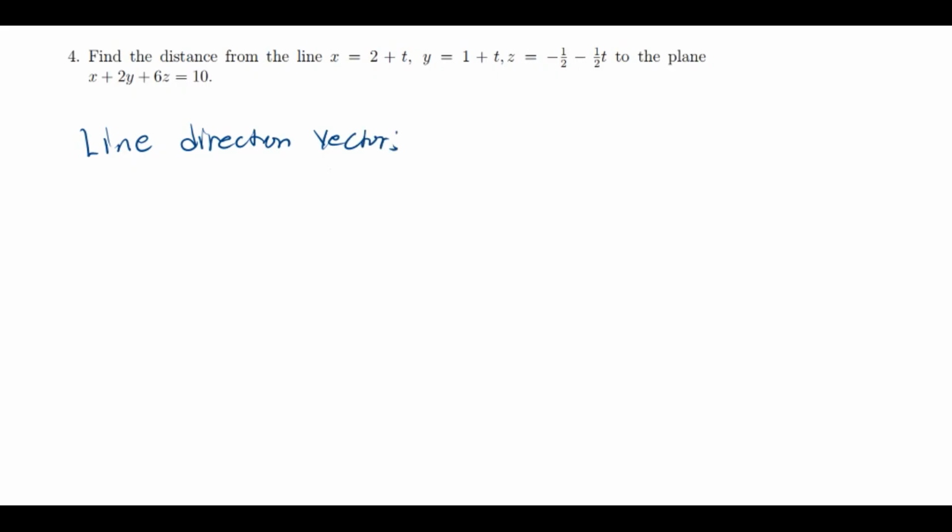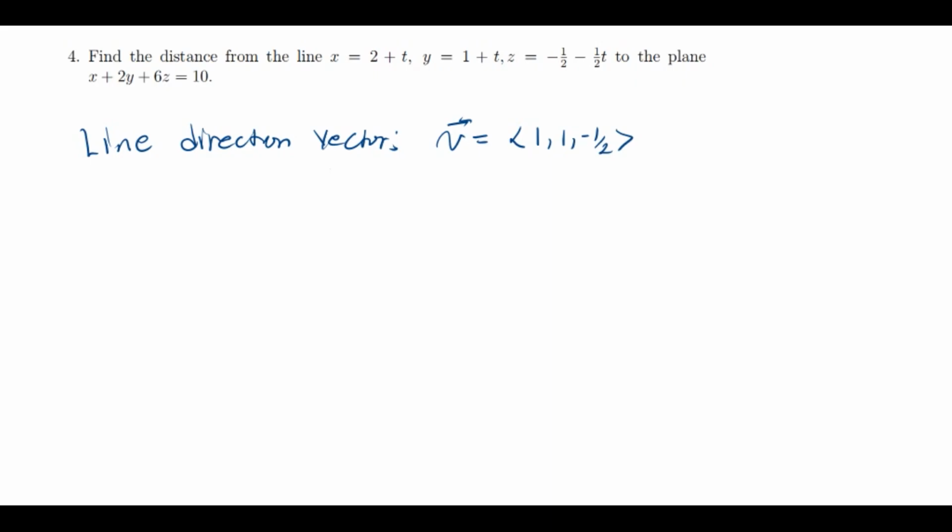So here allow me to indicate it using v. Then let's say this is going to be equals to, so we can use those. So for the line, how do you get the direction vector of a line? How you get the direction vector of a line is just picking the coefficients of the t. So you have a t here, you have a t here, and you have a t there. So just pick the coefficients. So here this is going to be 1, comma 1, comma minus 1 over 2, like that.